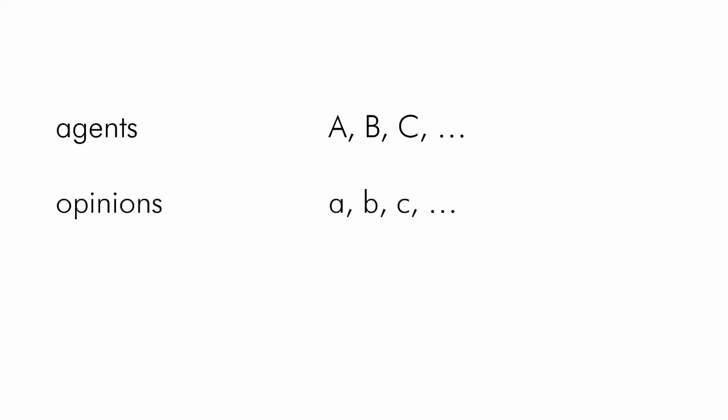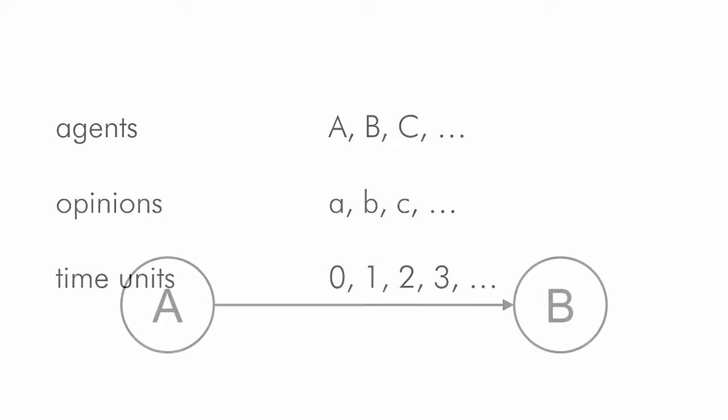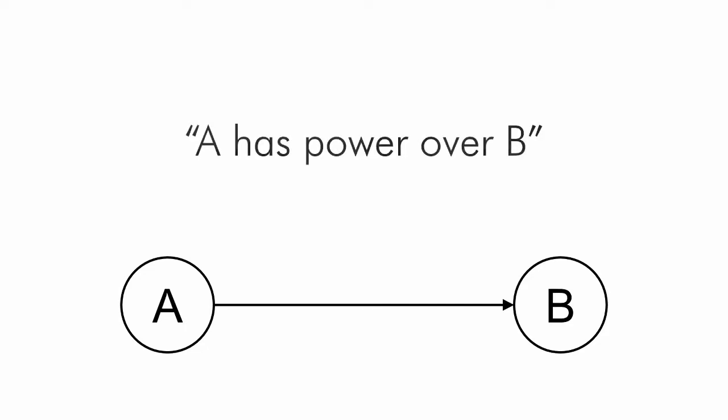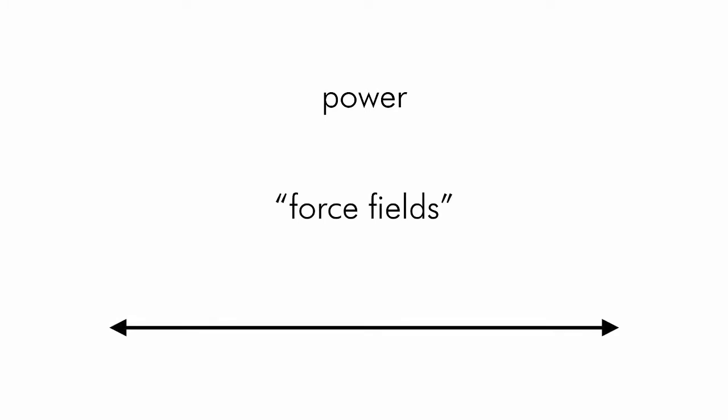In this case, we model agents with capital letters A, B, C, and so on, and corresponding opinions with small letters accordingly. We are going to use discrete time units, so starting at 0, then 1, 2, 3, and so on. Power will be modeled as a directed graph, and this is rather simplistic. So we just assume that this relation means A has power over B. Power in this case is conceptualized as force fields along a unidimensional axis.